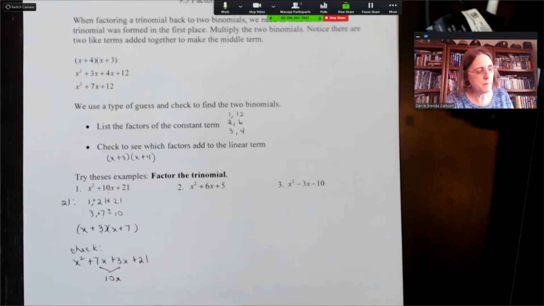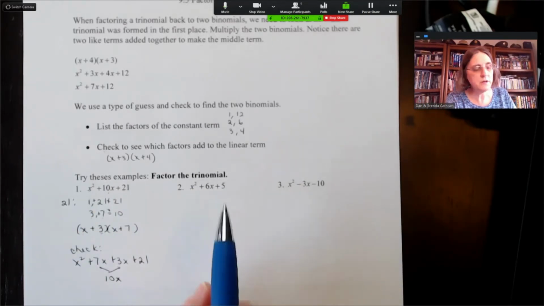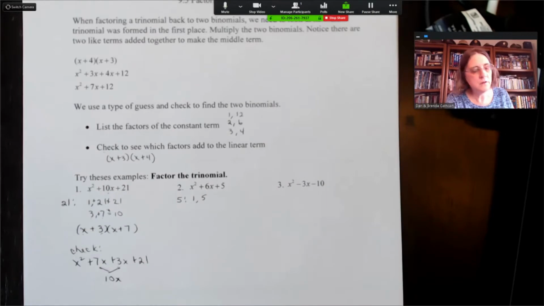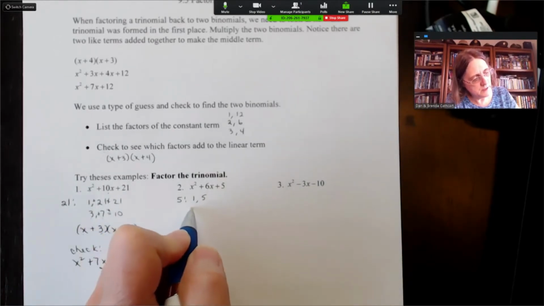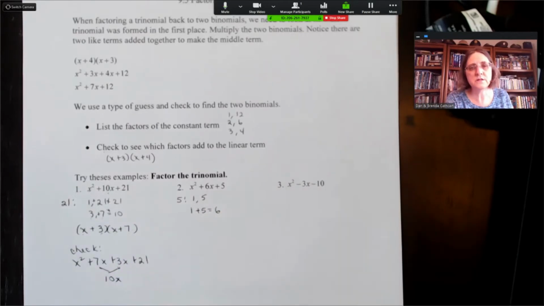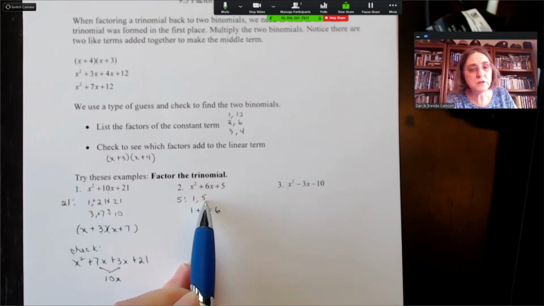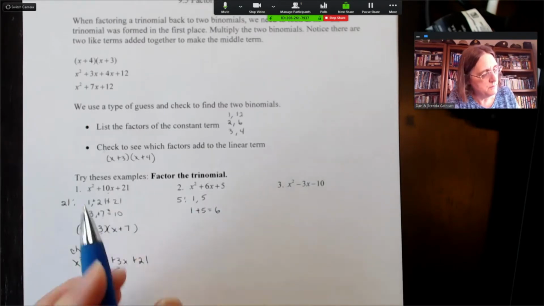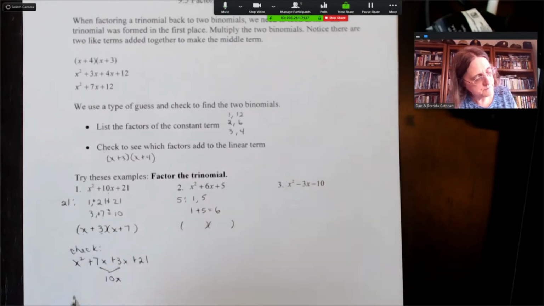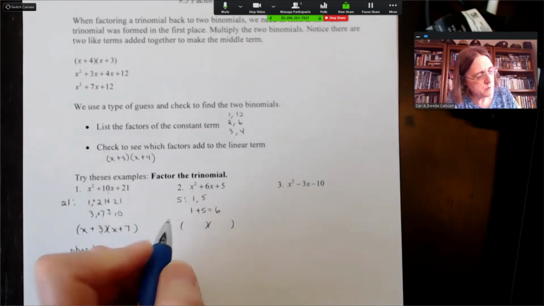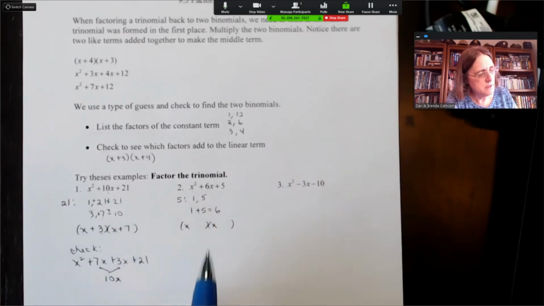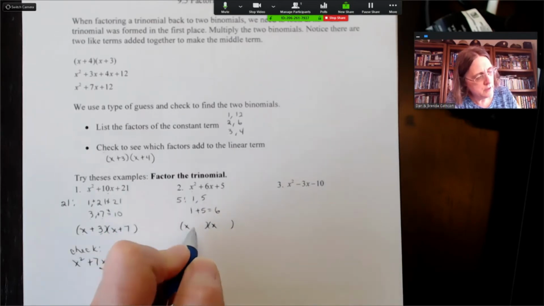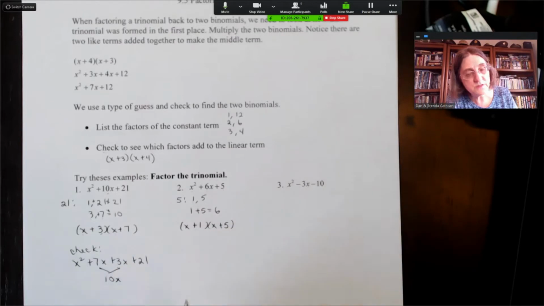Let's do another one. Let's look at x squared plus 6x plus 5. Our factors of 5 are just 1 and 5. Do they add to 6 in the middle? 1 plus 5 is equal to 6. They do. So these are the two terms that I want to use to multiply to get my last term in my trinomial. So our two binomials, our first term has to multiply to x squared, so x times x. Our last term has to multiply to 5, and we decided that the factors 1 and 5 work, so we have plus 1 and plus 5.